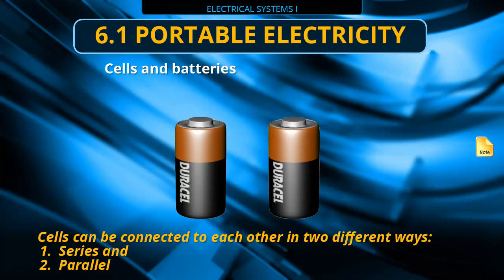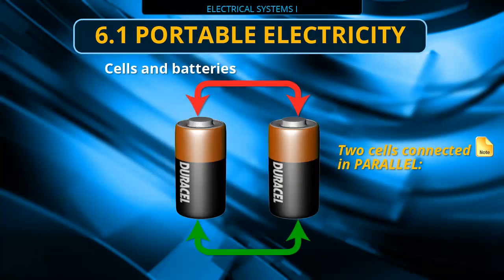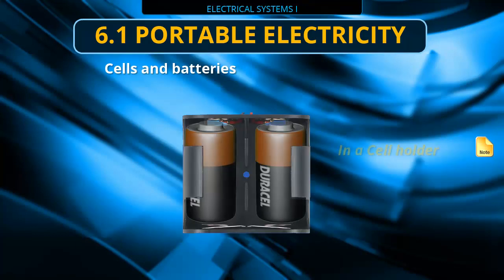Cells can be connected to each other in different ways. Series and parallel. These two cells are connected in series. These two cells are connected in parallel.